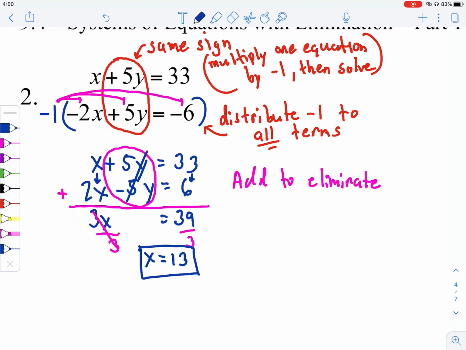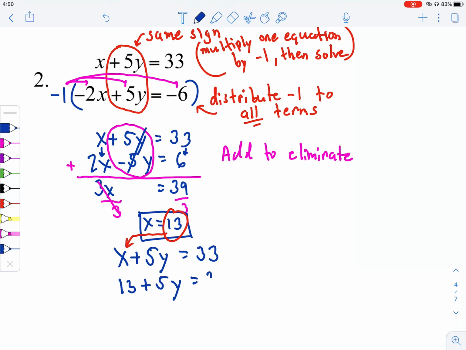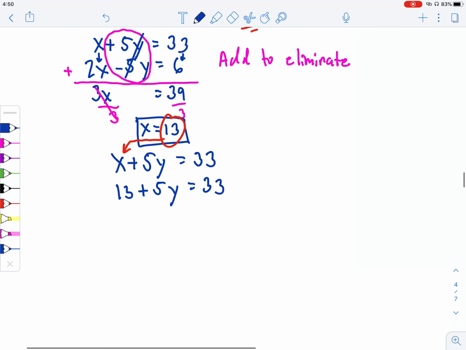All right, and like every other problem, once we know one of the variables, x equals 13, then we can substitute that to solve for y, and we can use either equation, any equation that we want to. Okay, let's use the first one. So if we use x plus 5y equals 33, we're going to take that 13, put it in for x. So we have 13 plus 5y equals 33. And then solve.